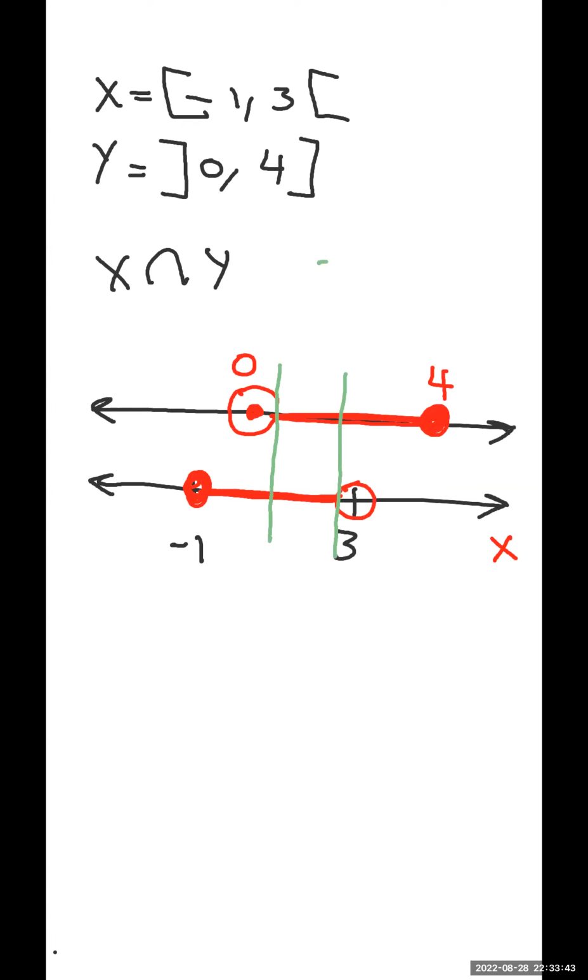0 and 3. Do we have 0 in the two sets? No, because Y doesn't have 0, so open. Do we have 3 in the two sets? No, because X doesn't have 3, so open. So the intersection is the place between 0 and 3, like that. Correct? Correct. Okay, great.